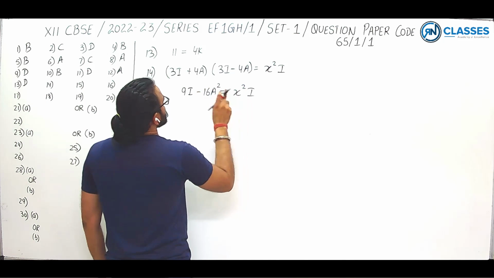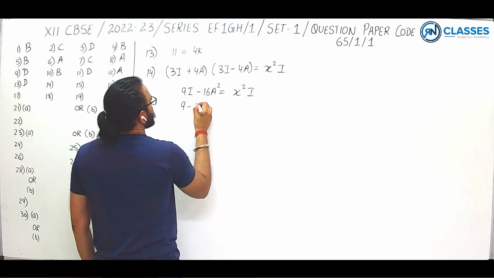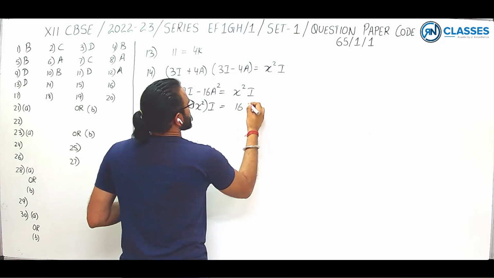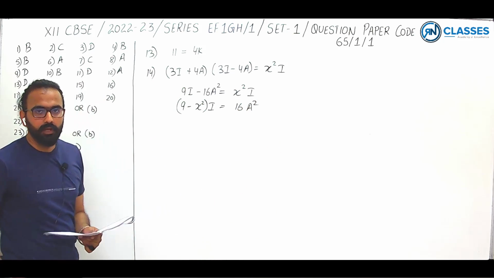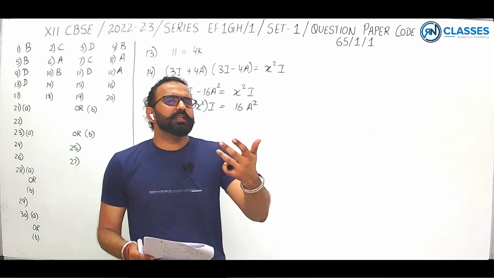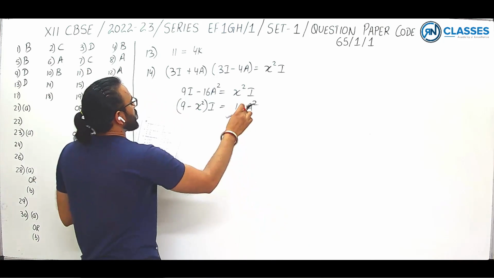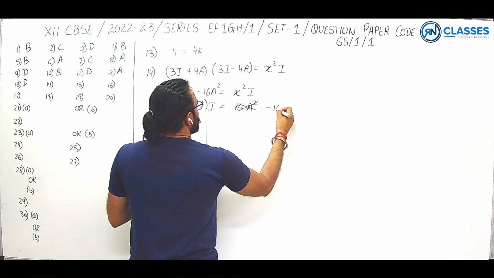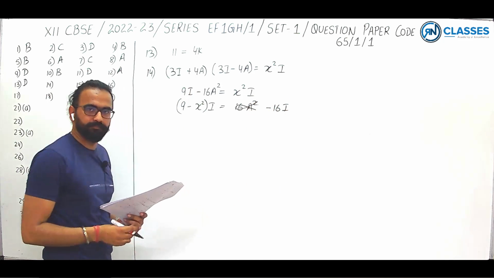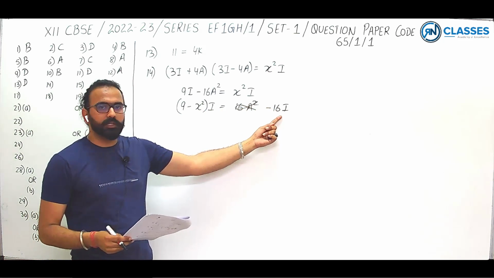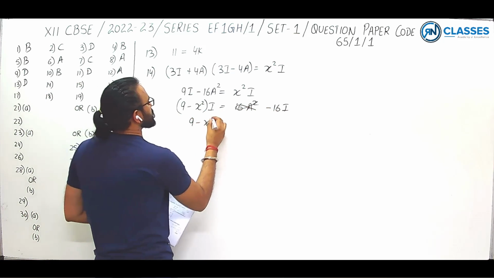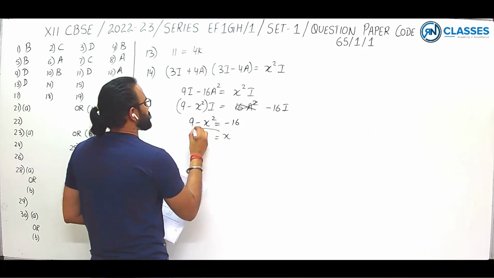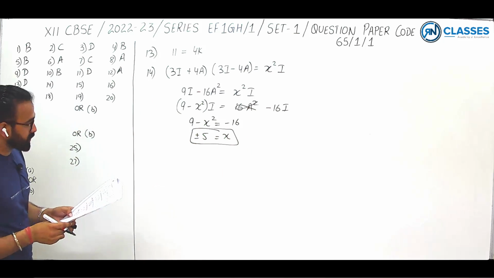We will combine these two quantities. We can write it as 9 minus x square into identity matrix, and the A square term we will change to this side, so we will get 16 times A square. Since we are given matrix A, we can easily evaluate A square. As soon as we evaluate A square, that turns out to be minus 16 times identity matrix. Now, on comparing these two quantities, we will get 9 minus x square equals minus 16, and from here we can find the value of x, that turns out to be plus minus 5, and the answer matches with option C.